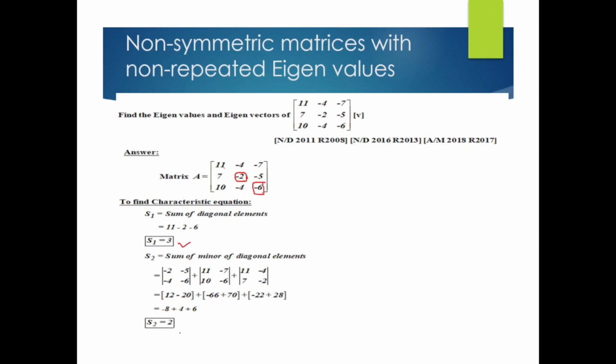Now to find S3, S3 is the determinant of A. So I am going to expand the determinant along the first row. Keeping 11 outside, I get minus 2, minus 5, minus 4, minus 6. Then by the formula there is a minus, and the element is minus 4. I have to leave the corresponding row and column, so I get 7, minus 5, 10, minus 6.